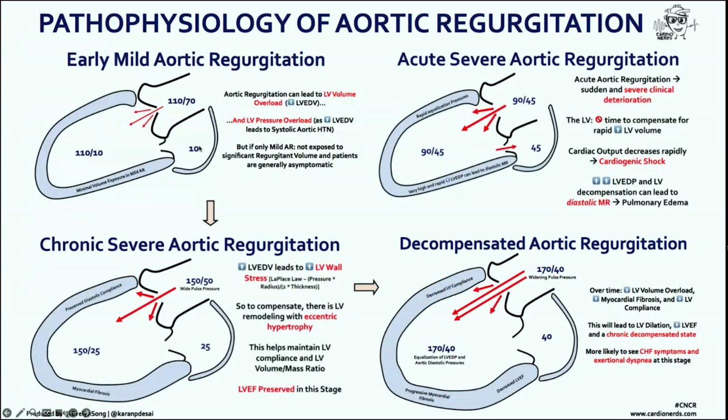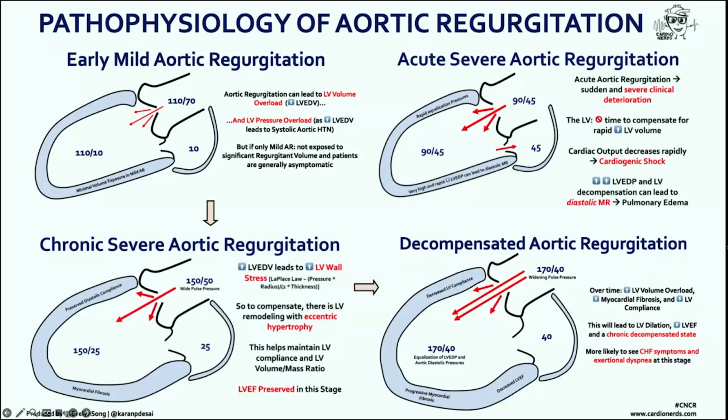regurgitation. So in the top left, we see that there's mild aortic regurgitation without significant regurgitant volume and without significant LV volume or pressure. Over time, here in the bottom left, we see that chronic aortic regurgitation leads to increased wall stress. And then the LV tries to compensate by spherical remodeling. So we elongate and dilate and form a sphere to abide by Laplace's law to reduce wall stress and try to achieve this spherical remodeling.